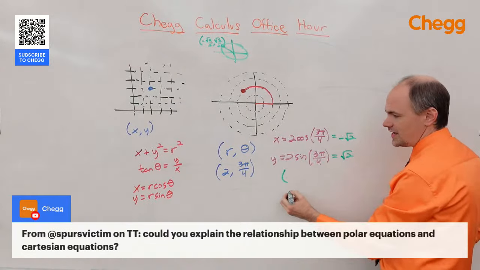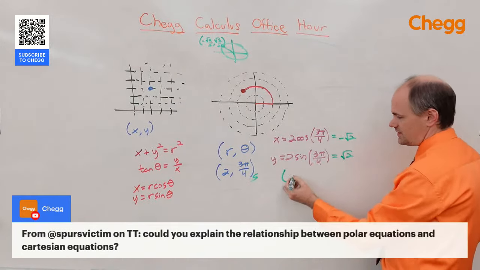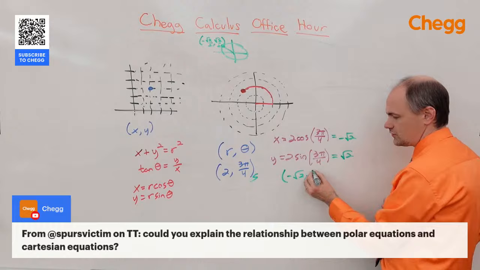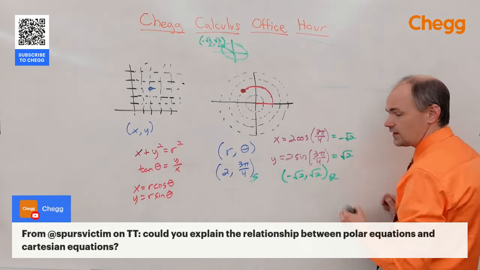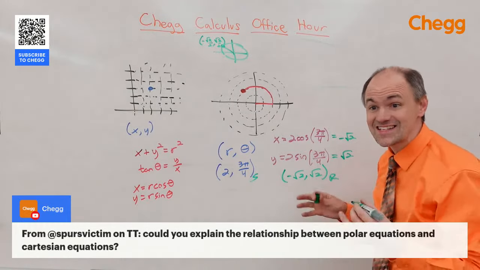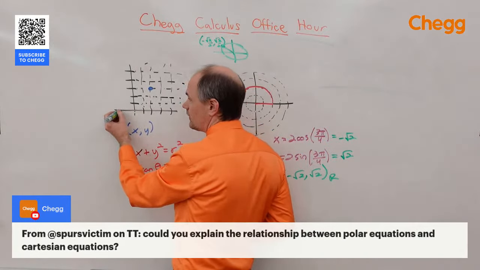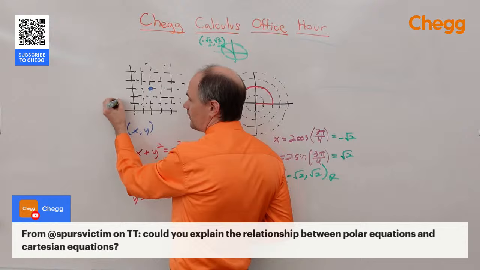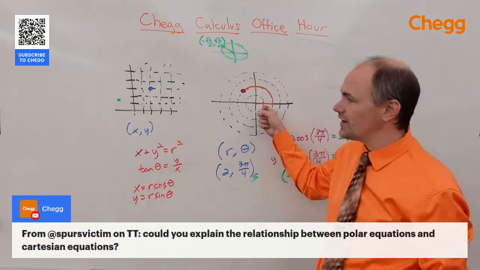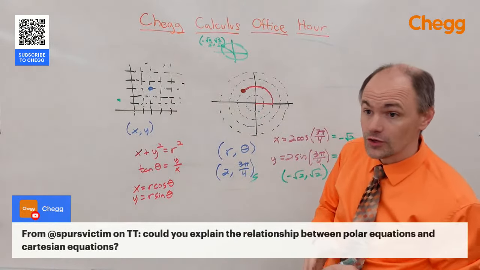And so in rectangular, negative √2, √2 is the exact same point in the rectangular grid. And so I could go negative √2, which is about 1.4, plus √2, which is about 1.4, and that would be the exact same point on this polar grid.